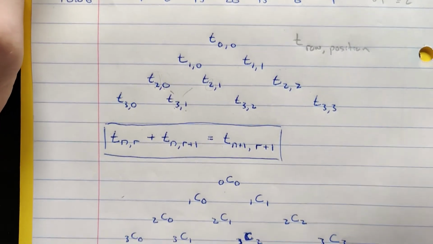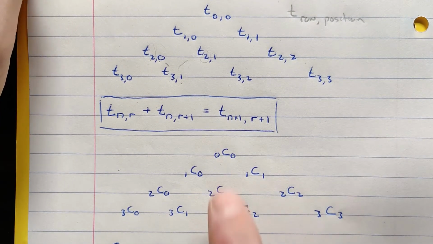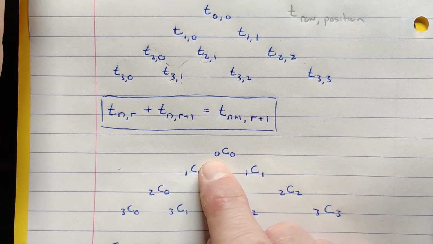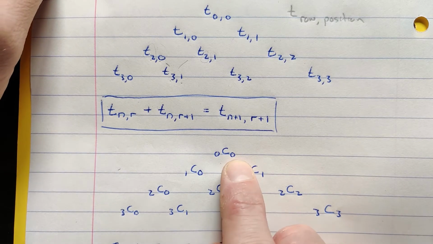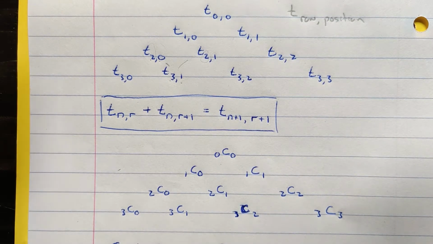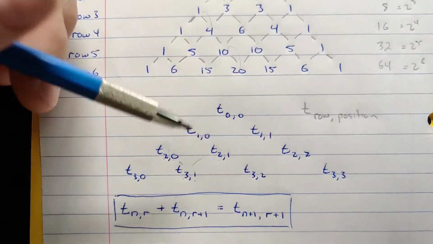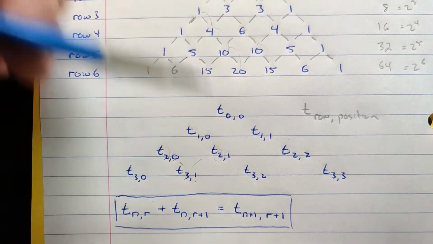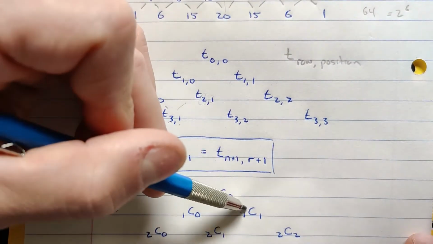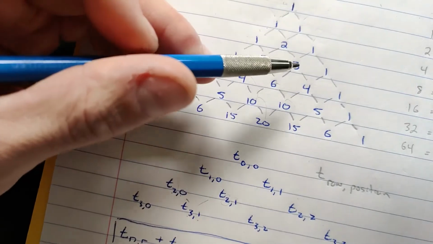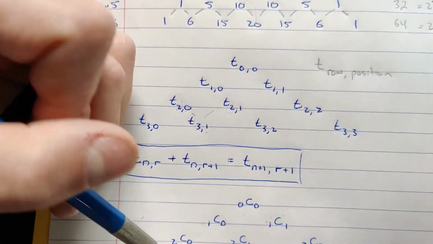And this also works out with combinations. 0 items, choose 0 items. There's only one way to choose nothing from nothing. That is 1. 1 choose 0 is equal to 1. 1 choose 1 is equal to 1. And this works its way down all the way.